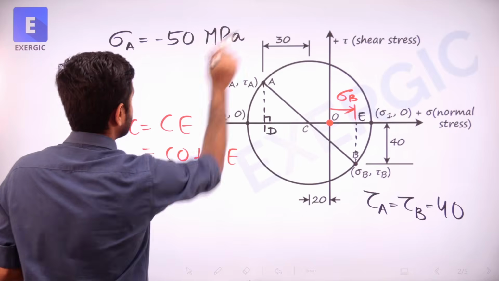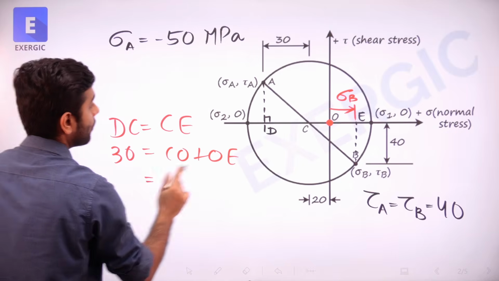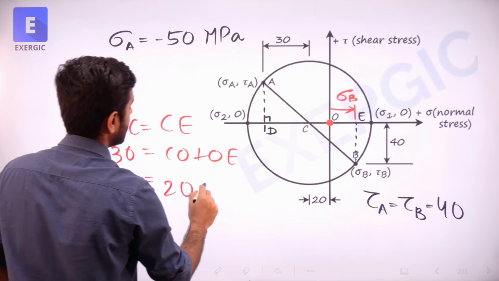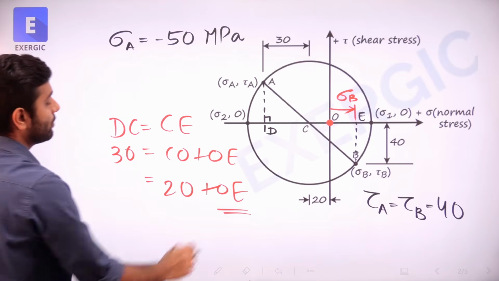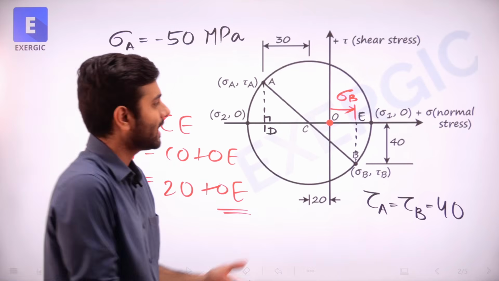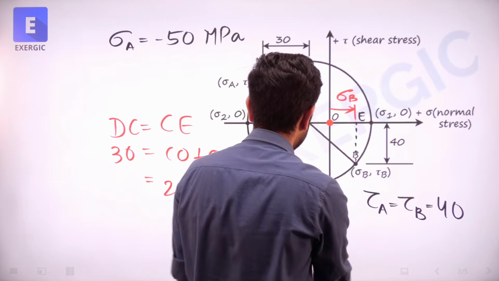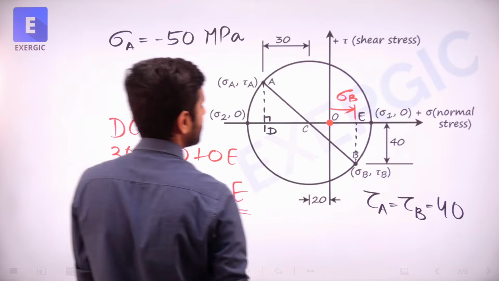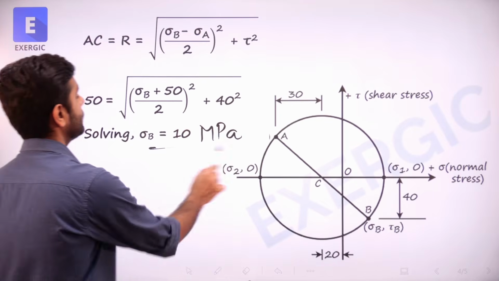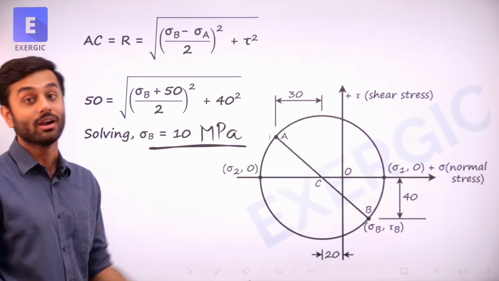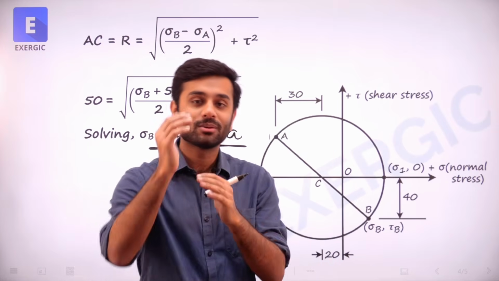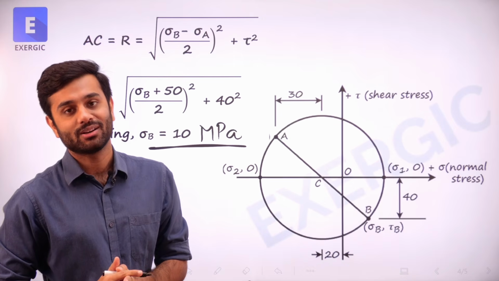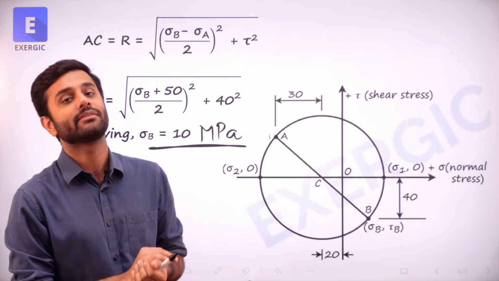So CD length is known to me as 30. OC length is known to me as 20. So OE definitely should be equal to 30 minus 20, which is 10. And I can see that it is on the positive side. So it must be positive 10 megapascal, which is the value that we have got by doing all the process that we know and applying the formulae that we know.